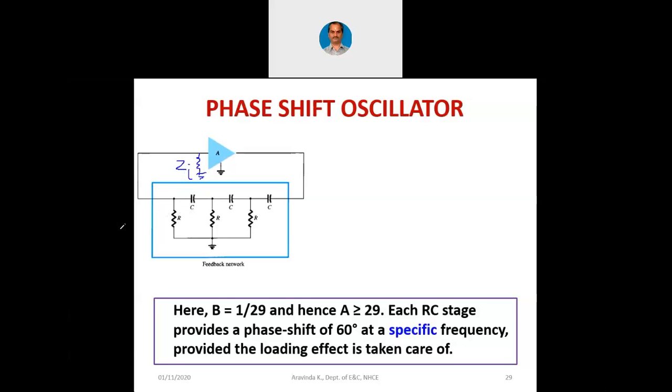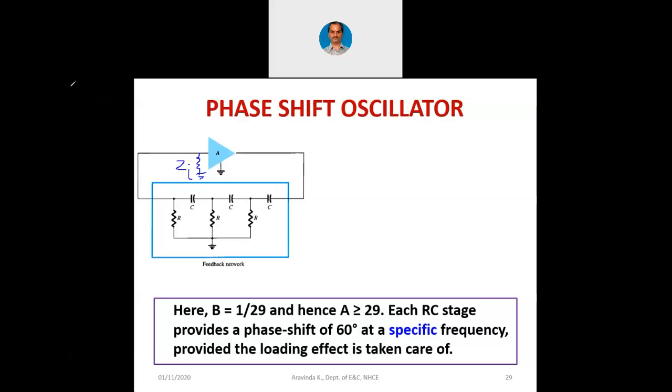Now, in this case, we have assumed that the amplifier is ideal. When the amplifier is ideal, Zi is very high. If Zi is very high, Zi in parallel with R will not have much effect, because when two resistances are in parallel, the effective value will be lesser than the least resistance. Whenever these two resistances are in parallel, if one of the resistances is very high, then the effective parallel resistance will be equivalent to the least resistance.